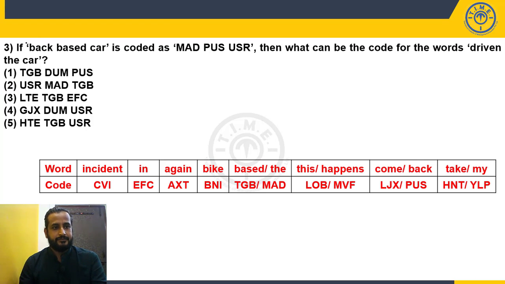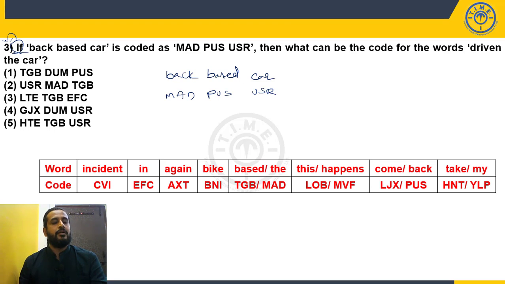Again, if condition, if back based car is given as MAD, PUS, USR. So when an if condition is given, that is applicable only to that question. You cannot add it to the previous questions or next questions. Okay. Then what can be possible code for driven car?